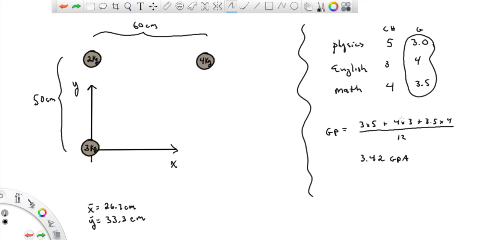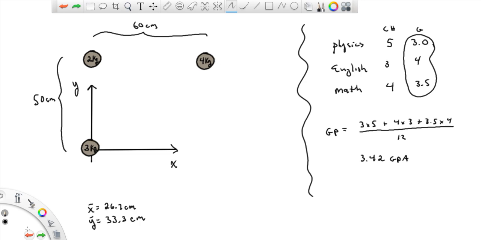Then we take our grade in English. Oops, I guess I wrote those backwards, no, I didn't, I'm sorry. The grade in English is a 4 point, and then we multiply by the number of credit hours. And then again, 3.5 in math, multiplied by the number of credit hours.